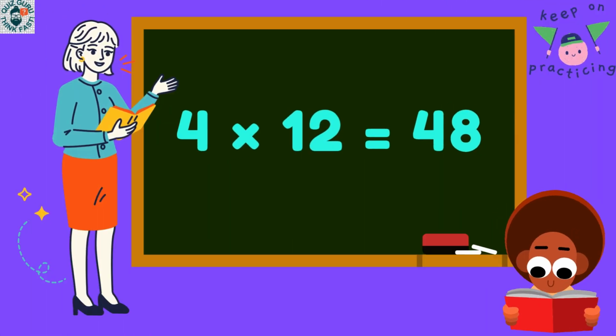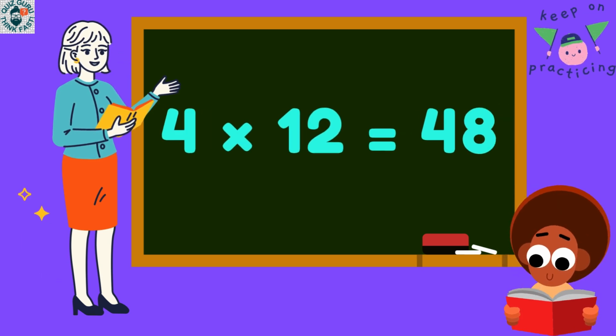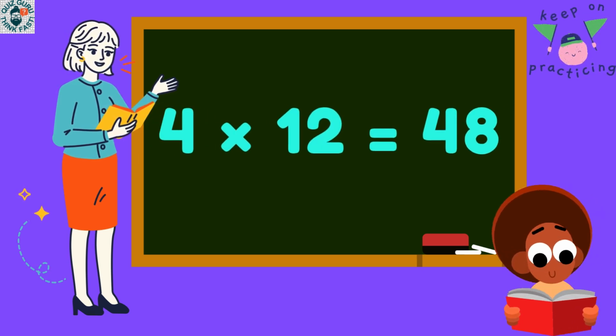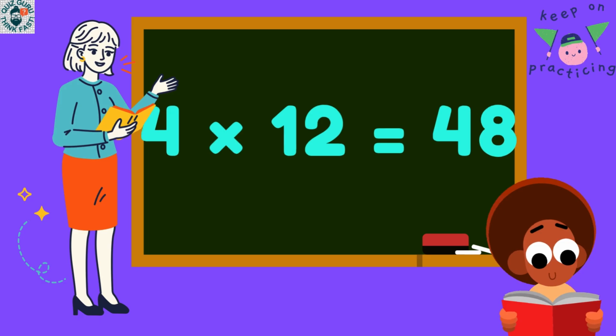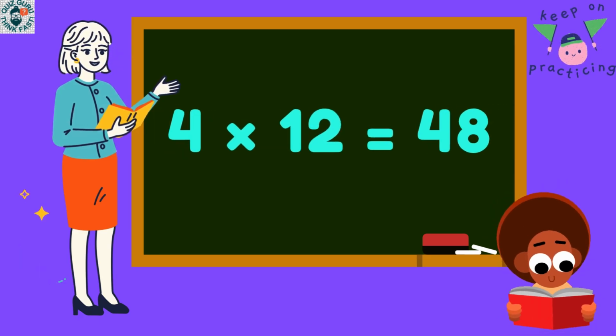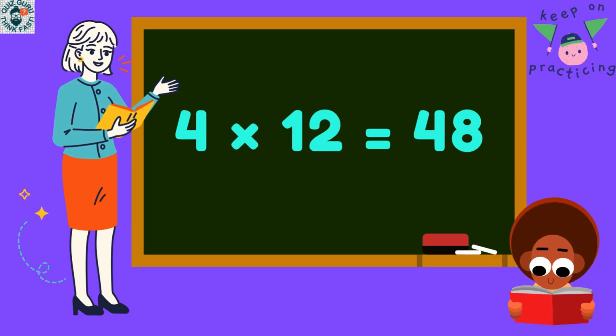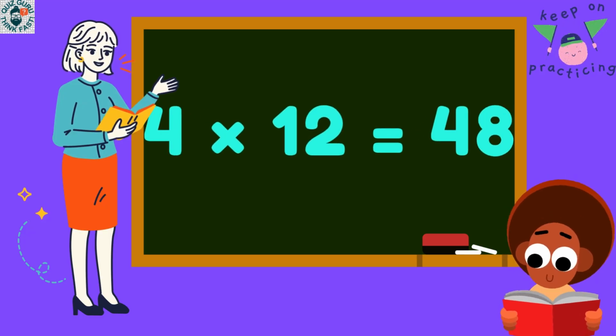4 times 12 is 48. 4 times 12 is 48. 4 times 12 is 48.